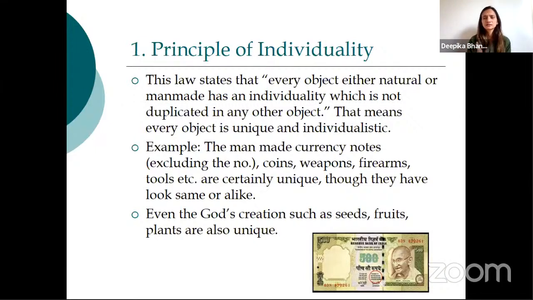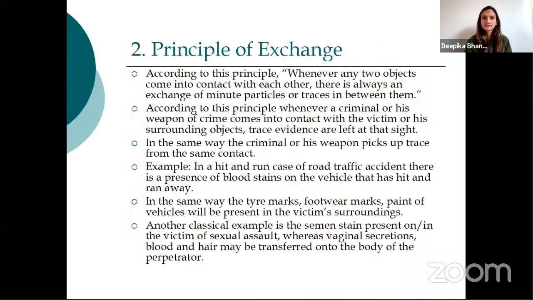So if you see one coin of 1 rupee, we'll see a lot of differences. Same thing, there are weapons which appear to be the same, but they are actually not the same. There will be differences. So this means they're certainly unique. They might look the same. And even God's creation, such as seeds, fruits, and plants, they are also unique in themselves. Anything we say is exactly the same will have some differences, which can only be found when you go into very much detail of the analysis.